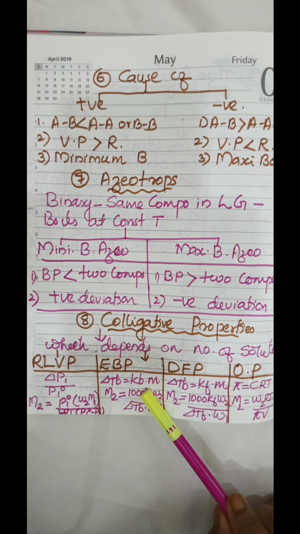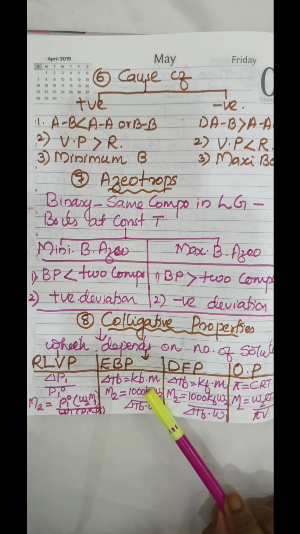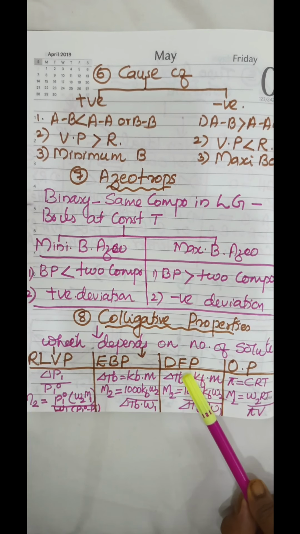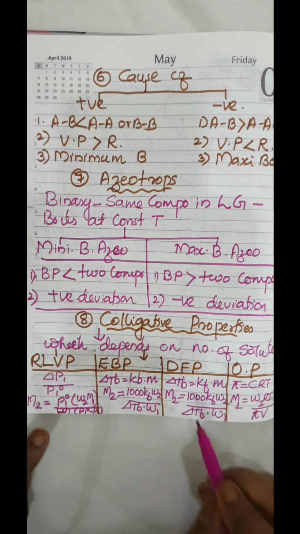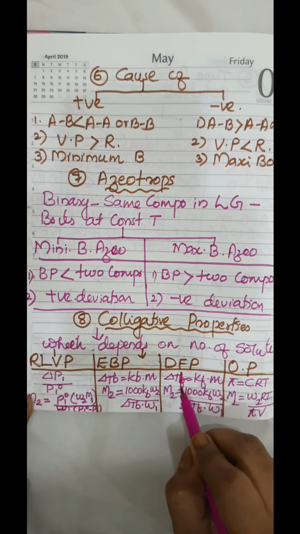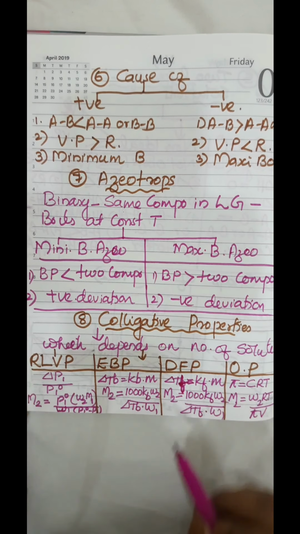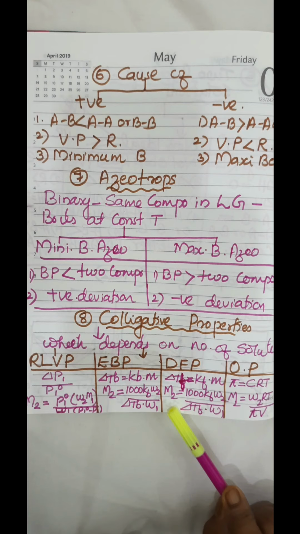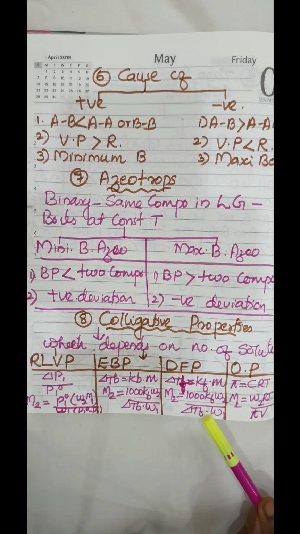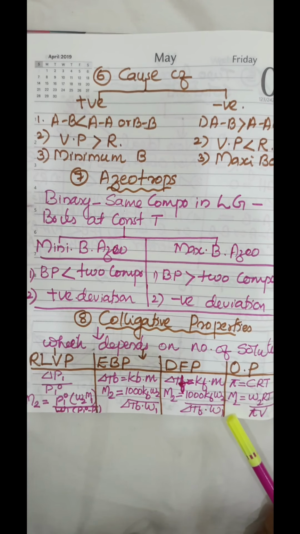Here Kb is a constant known as the ebullioscopic constant, and the third one is depression in freezing point. So what is depression in freezing point? It is ΔTf, and ΔTf is equal to Kf into m. And the equation for molecular mass is 1000 Kf W2 divided by ΔTf into W1.